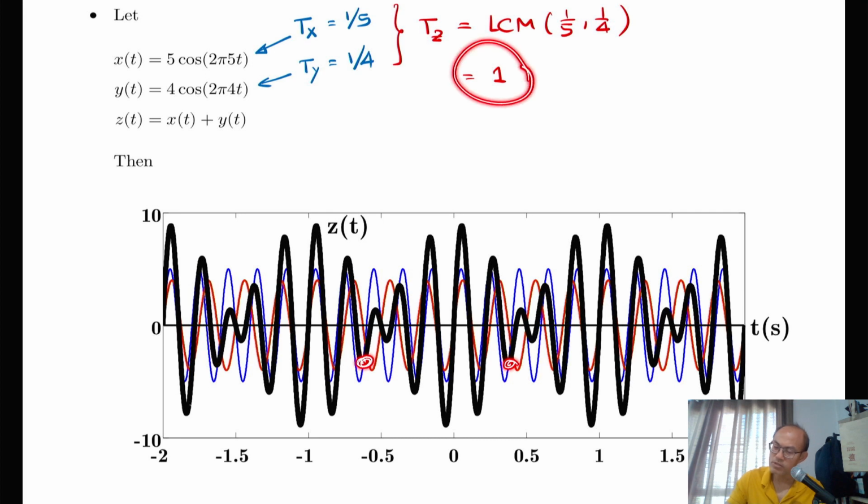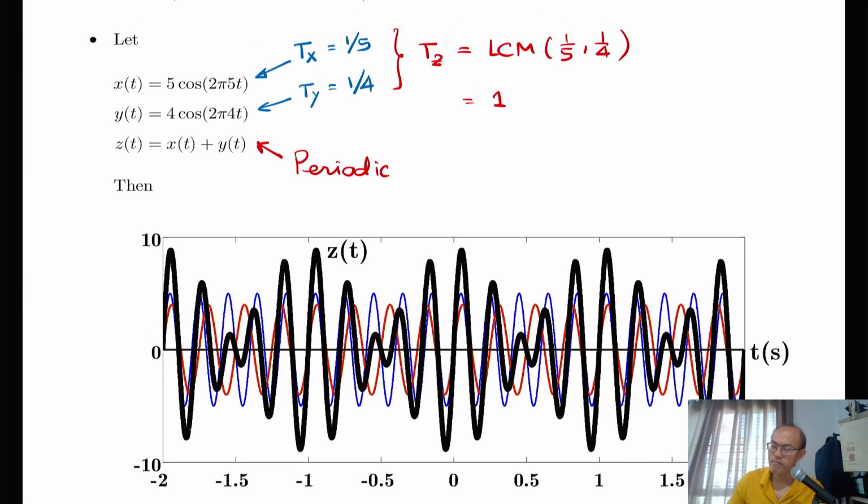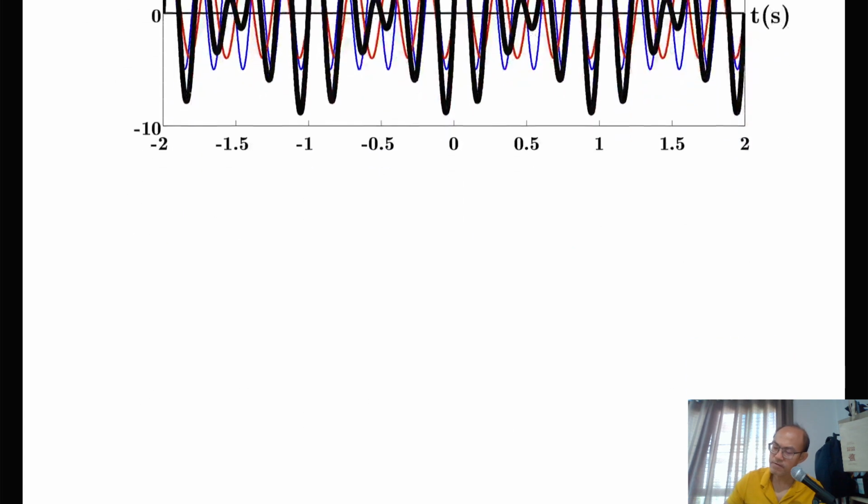You can pick this point and this point, and you can see that the period is 1 as well. So z is periodic. Basically, it doesn't look like a sinusoidal signal, but it is a result from adding two sinusoidal signals together, and it is periodic with period of 1.